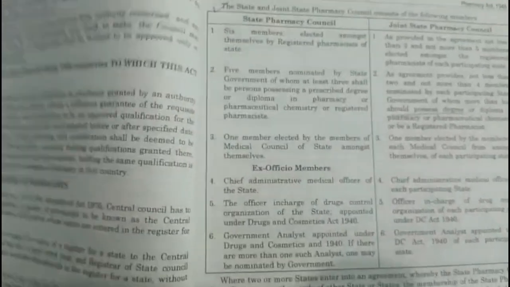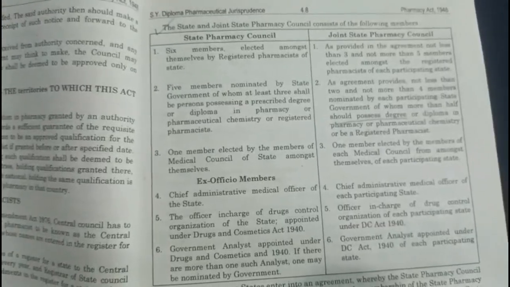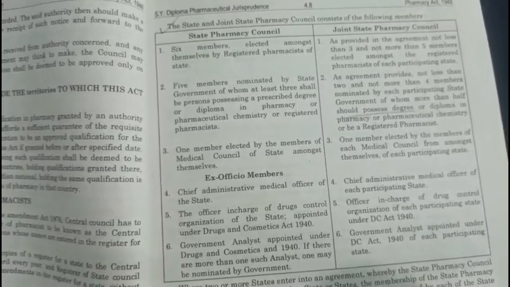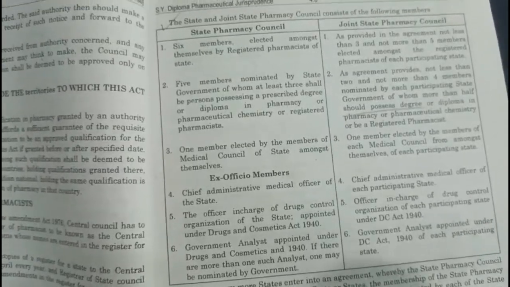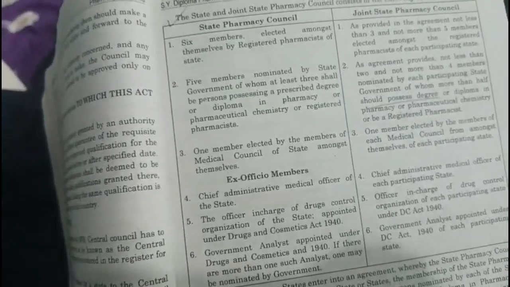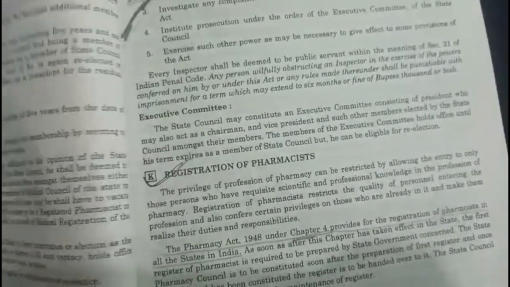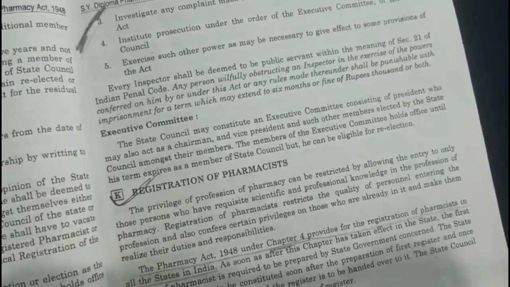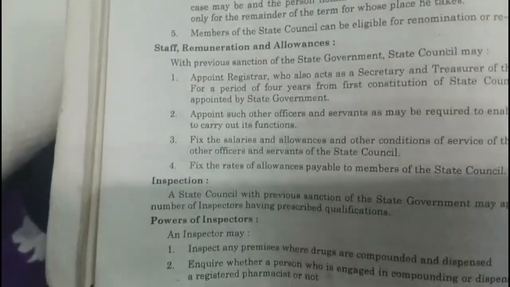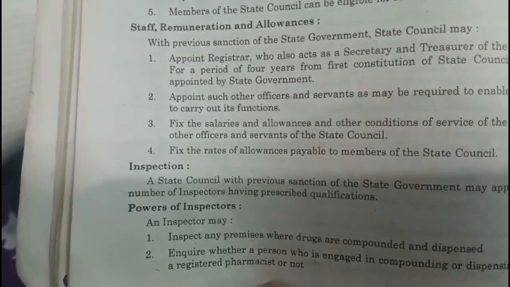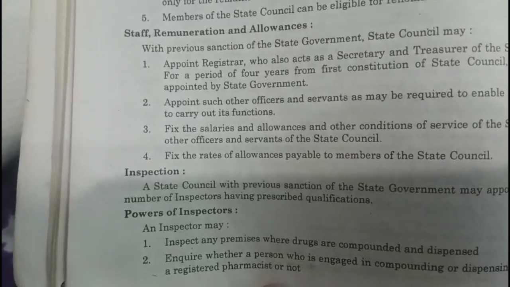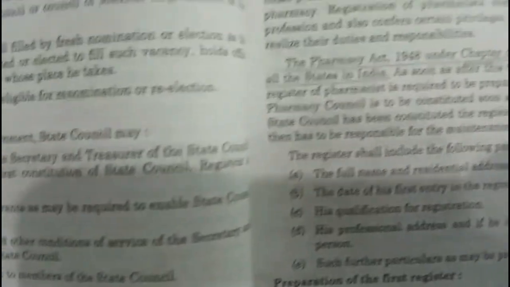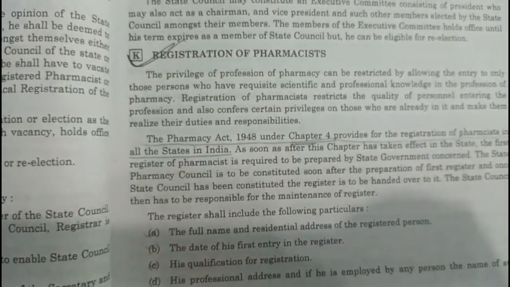Another question you write down, for a 5 marks question: what is the difference between state pharmacy council and joint pharmacy council? Then give a brief note on powers of inspectors. That also may come as a 5 marks question. And finally, it is also important.